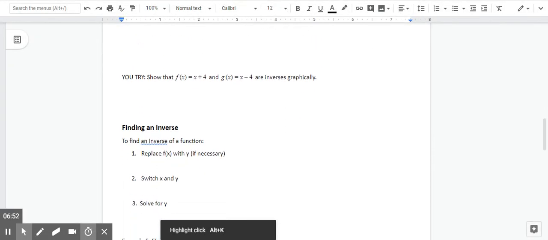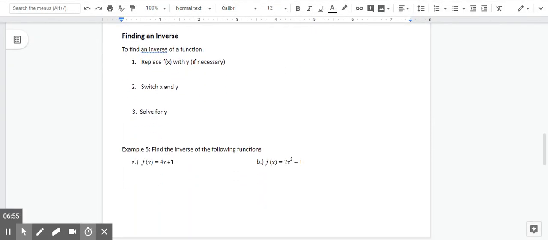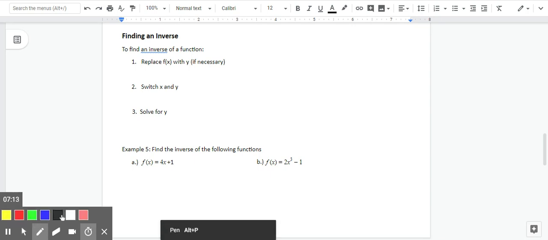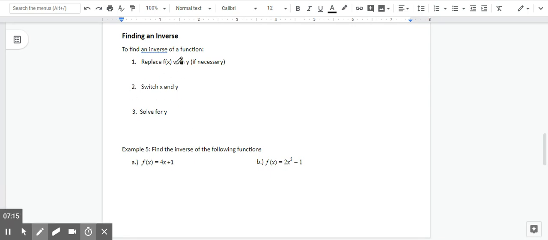We're going to skip the part on showing inverses graphically, and now we're going to move on to finding an inverse algebraically. There are actually 4 steps, 3 right here. First, replace f of x with y, if necessary. If it already says y equals, you don't need to do this step. The second step is switch x and y in the equation. Both of these steps are literally just rewriting the equation. Here, we're rewriting y instead of f of x, and here we're rewriting an x where we see a y and a y where we see an x. And the last step is we're going to solve for y.